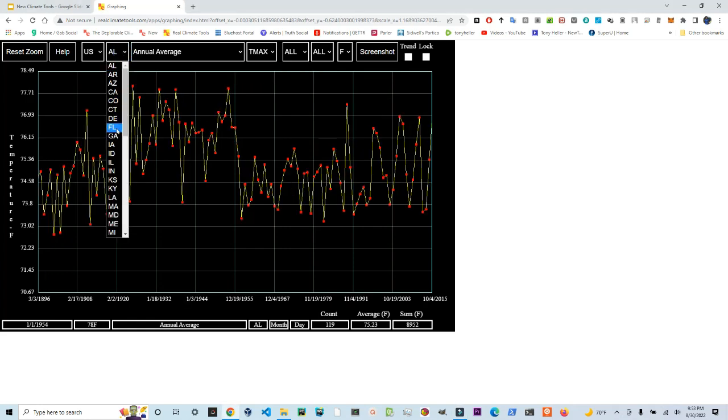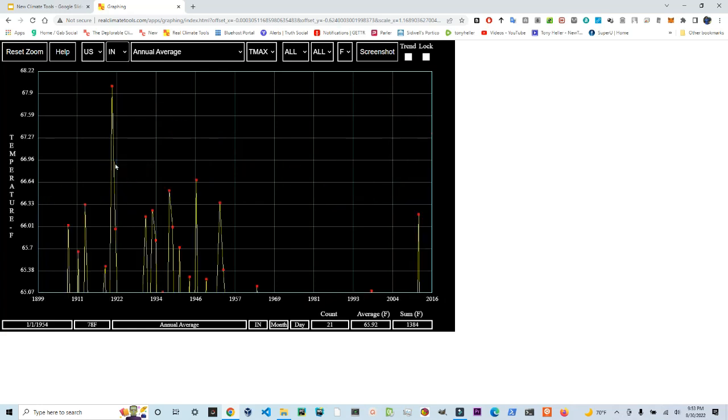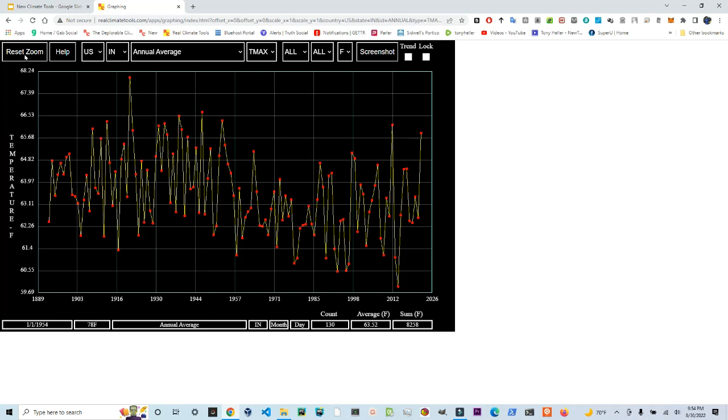Let's look now at a different state. This time it'll be Indiana. We can't see all the data, so I'm going to click on the Reset Zoom button. We can see that the warmest year in Indiana was 1921.